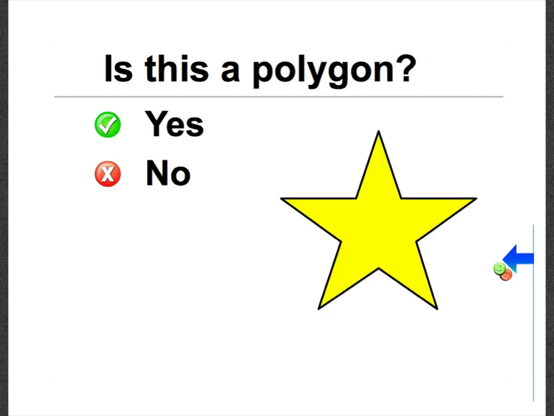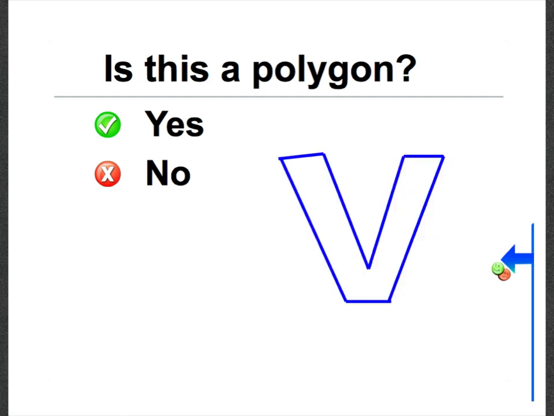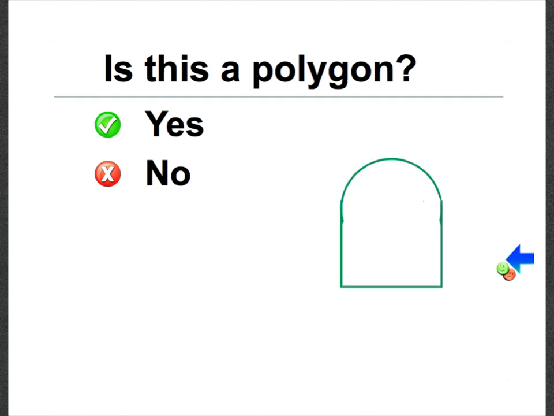How about this one? Is this a polygon? Yes, it is a polygon, and it is a concave polygon, again, because our sides are caving in. Is this a polygon? Yes, this is a polygon. It's a closed shape. It has three or more sides. It doesn't have rounded edges. It's not intersecting. So this is a polygon.